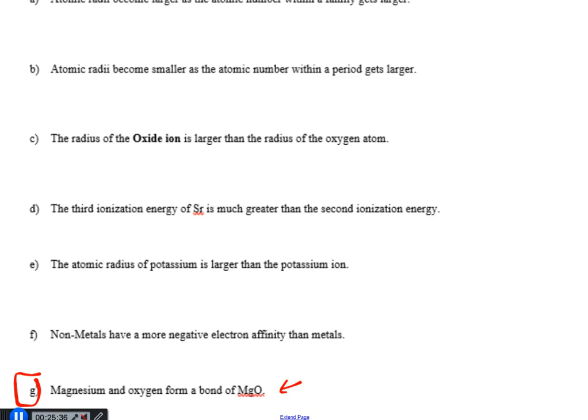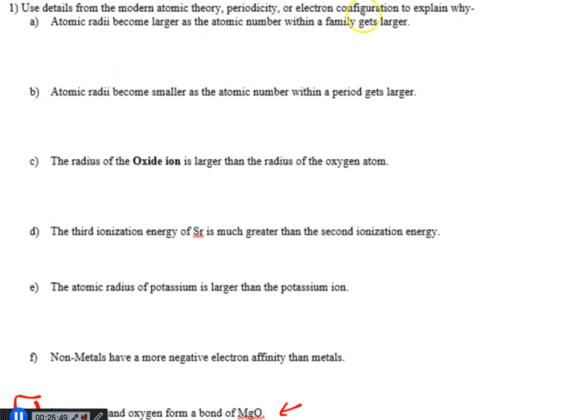But I'm just looking for why it's Mg and O. Not an Mg2O, not MgO2, why it's just MgO. And I'm looking for something to do with its electron configurations. You okay with that? If you're not, look it up. Although if you Google why is it MgO, it's big, what are you talking about?